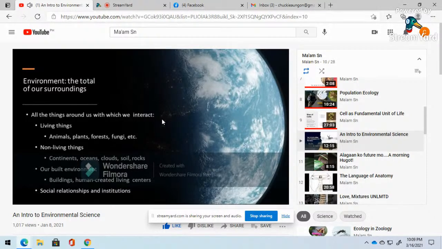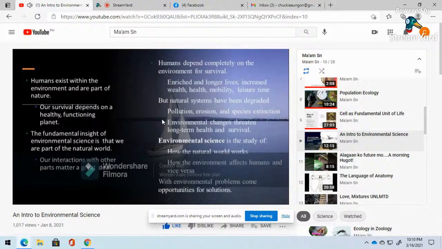The non-living things, for instance the continents, oceans, clouds, soil, and rocks. Our own built environment, this includes the buildings, human-created living centers, and the social relationships and institutions. We humans exist within the environment and are part of nature. Our survival depends on a healthy, functioning planet.